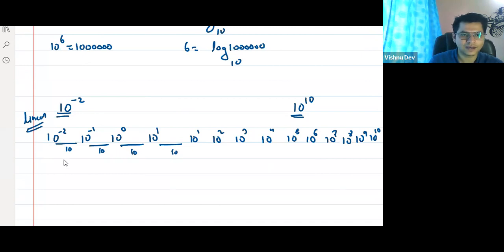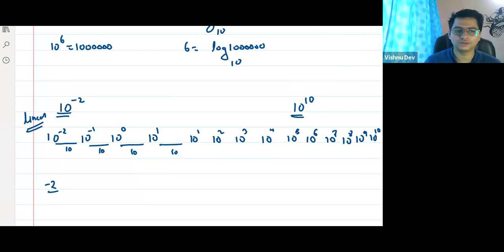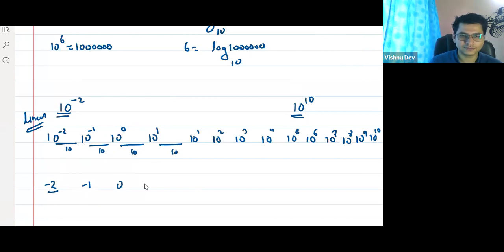So instead of doing that, I'll convert it to log. What's the value of this in terms of log? 10 to the power minus 2 is basically minus 2, because log tells you the power of any value. So what is the power of this? Minus 2. What is the power of this? Minus 1. Then 0. Then 1. Sorry, I made a mistake over here, I wrote 1 twice.